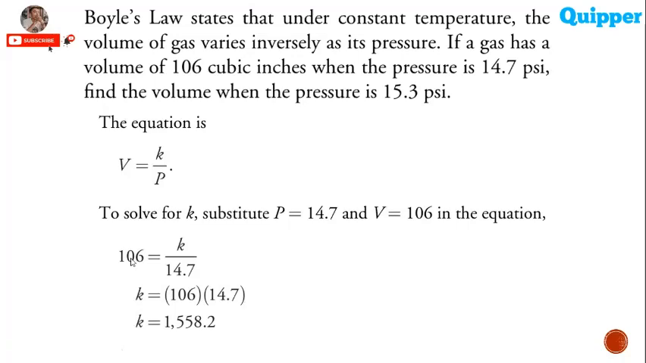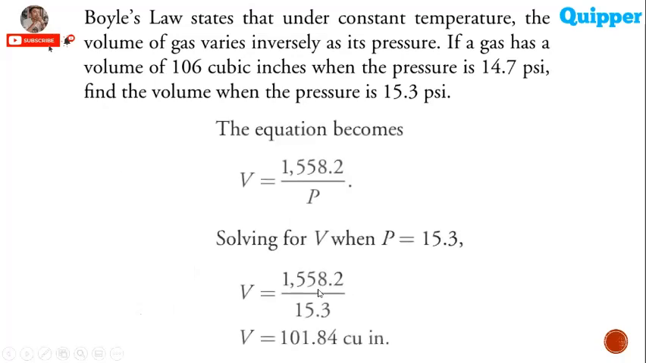So we have 106 is equal to k over 14.7. Multiply 106 and 14.7. You will have 1558.2 as the value of k. From there, the same process, you are going to write the equation. We have V is equal to 1558.2 over P, and then go to the second problem, which is finding the volume when the pressure is 15.3.